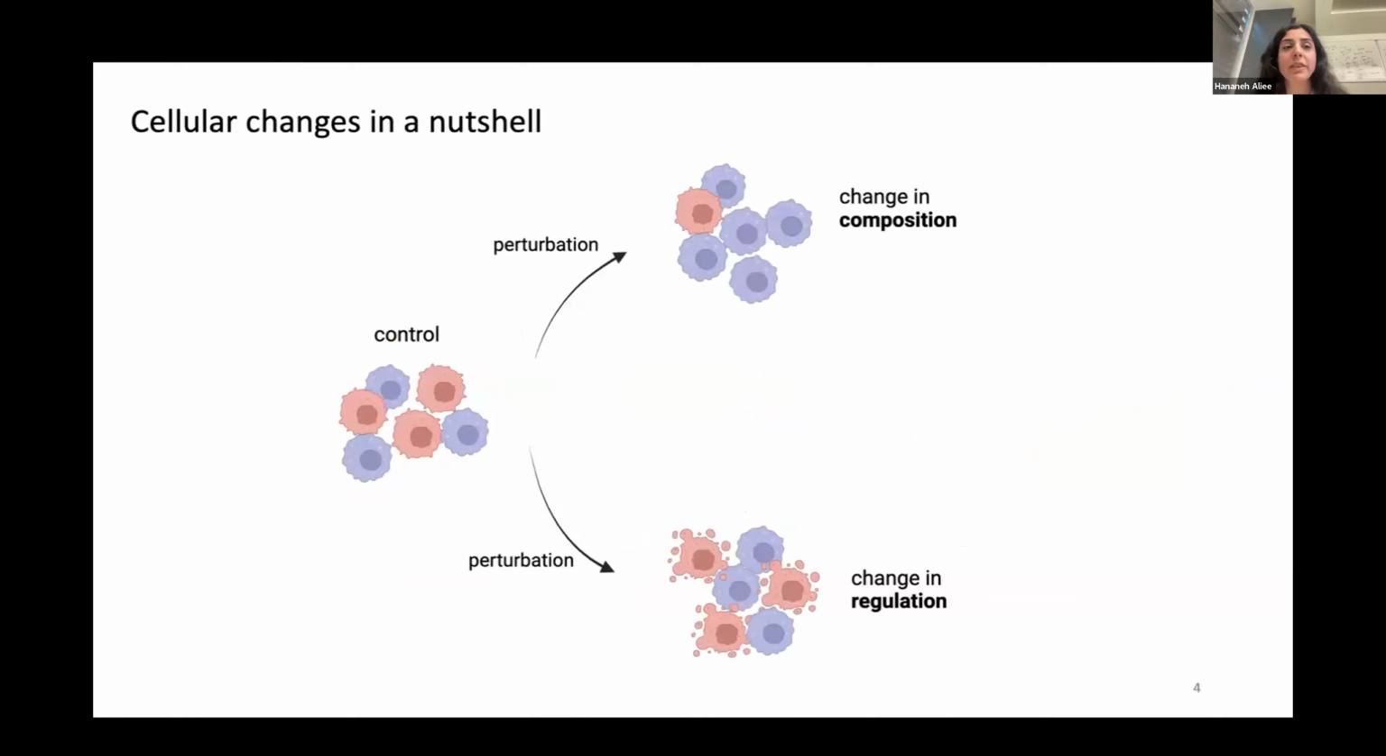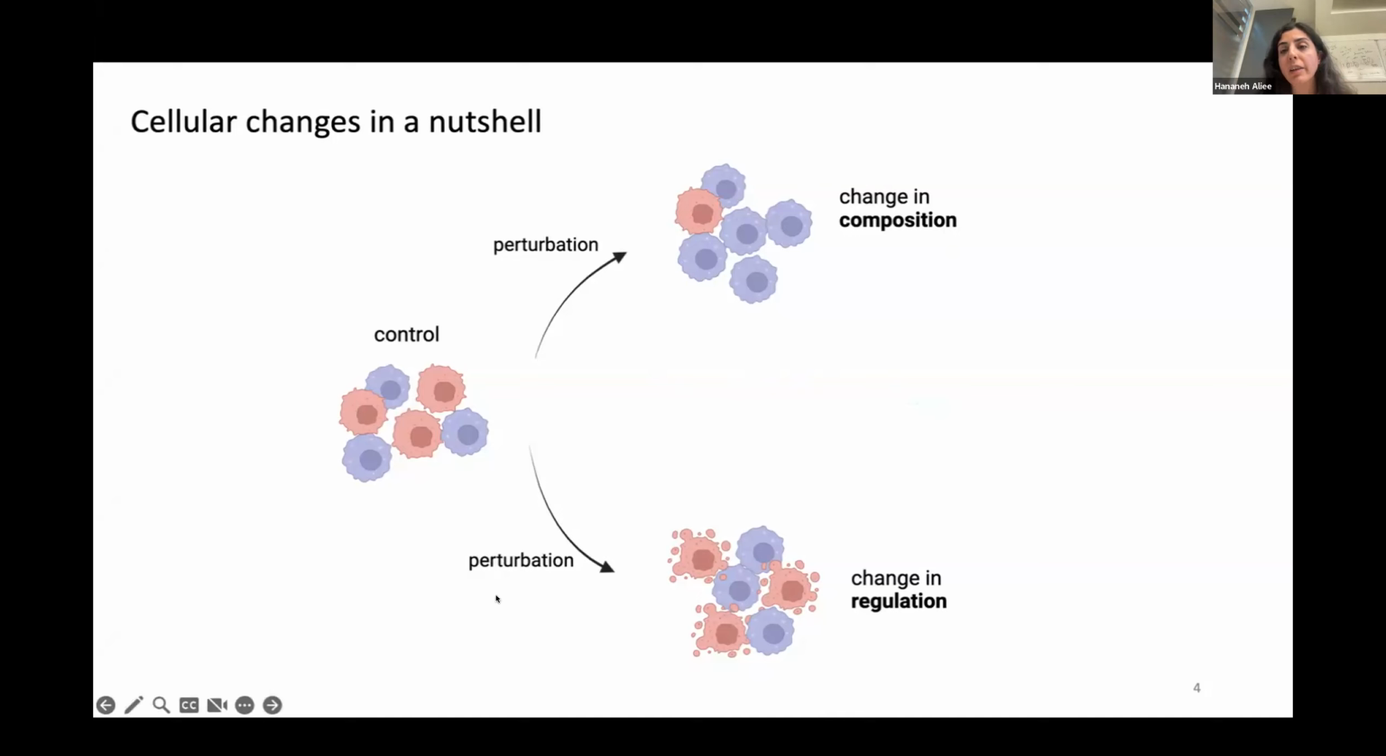So the diversity that comes from these different conditions or perturbations is often categorized into two main scenarios. In the first case, we have changes in the composition of cells after the perturbation. For example, in leukemia, we observe that the white blood cells go to the blood, and therefore this changes the composition of the blood cells.